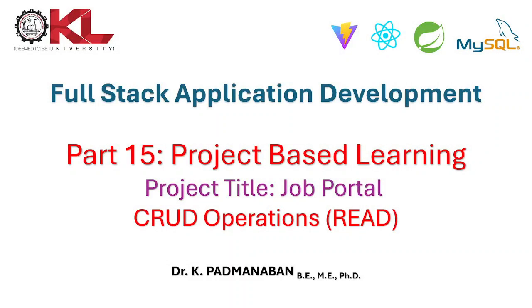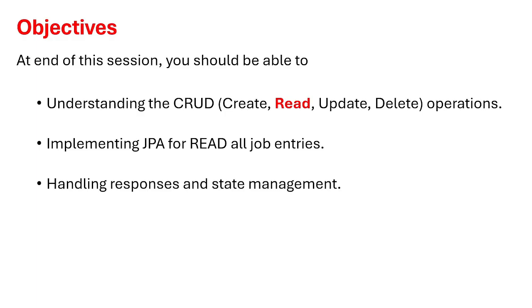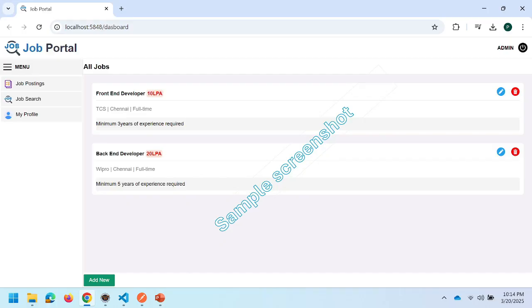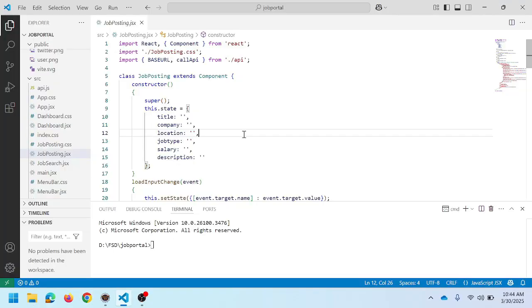This session will focus on the read operation, specifically retrieving all job entries from the database. By the end of this session, you will understand how to perform a read operation to fetch all job entries from a database, handle responses and manage state effectively. As shown in the sample screenshot, fetch all details from the database and display it on the front end.